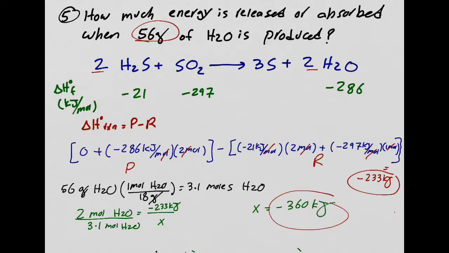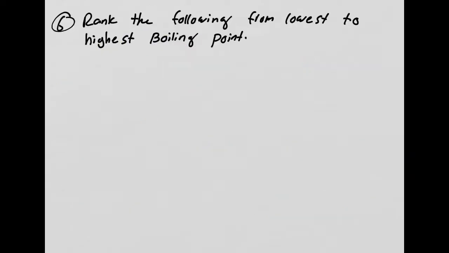Okay, one more time. This reaction, as is, would produce 233 kilojoules of energy. Now, I need 2 moles of H2S and 1 mole of SO2 to produce 3 moles of S and 2 moles of H2O. So when I produce 2 moles of H2O, 233 kilojoules of energy is released. Now, if I have 3.1 moles of H2O that I want to produce, how much energy is going to be released? You can do it as a proportion. Nice job.